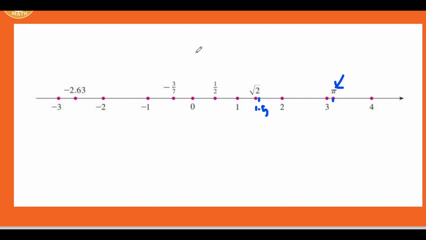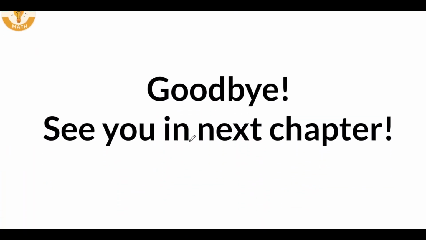So real numbers are the numbers which we can express on the number line, and the denominator of real numbers cannot be equal to 0. So I have included the topics such as natural numbers, whole numbers, integers, irrational and rational numbers.